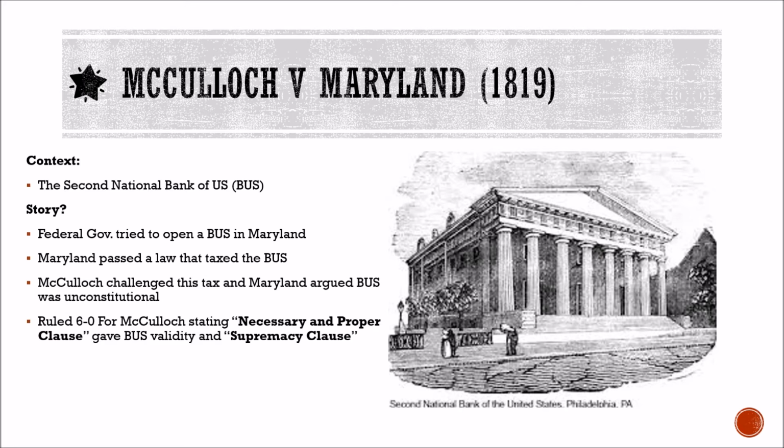Well, they sided 6-0 with McCulloch, stating that a bank was constitutional by the necessary and proper clause of the Constitution, and that a state could not tax a federal government bank because of the supremacy clause. To elaborate, the court pretty much said, even if not listed in the Constitution, the federal government has implied powers to execute whatever they need to do, and this also established federal law as being greater than state law.